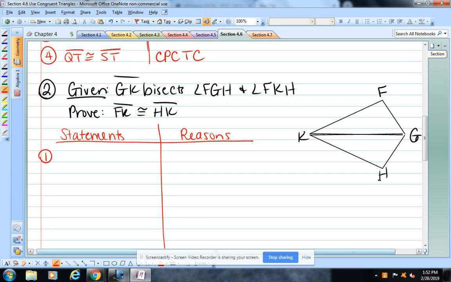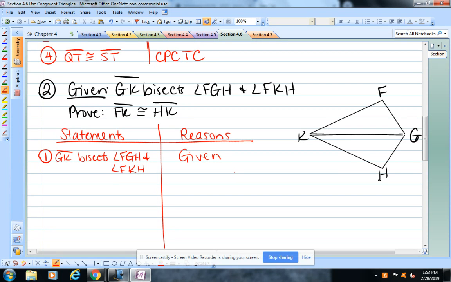All right, so what are my first statements? Segment GK bisects angle FKH. I wish you'd use different letters. Those are given. Now, what does bisect mean? Cut them exactly in half, right? That makes them congruent, doesn't it?